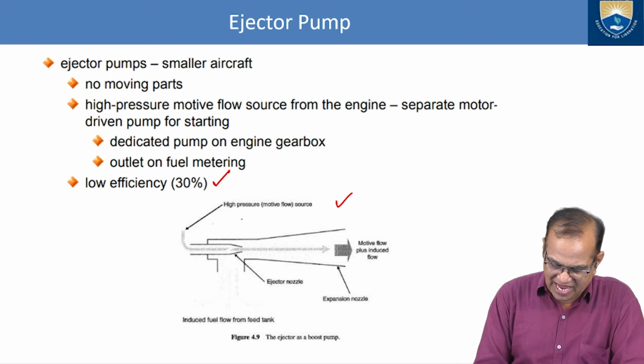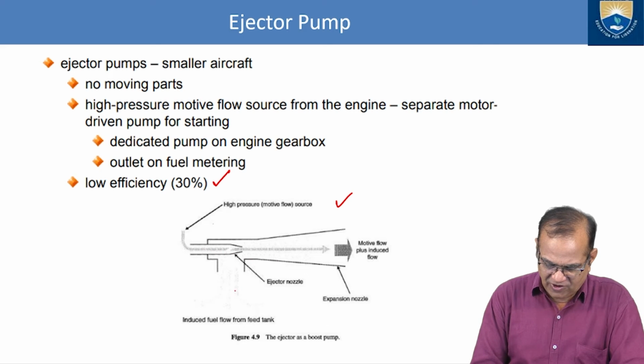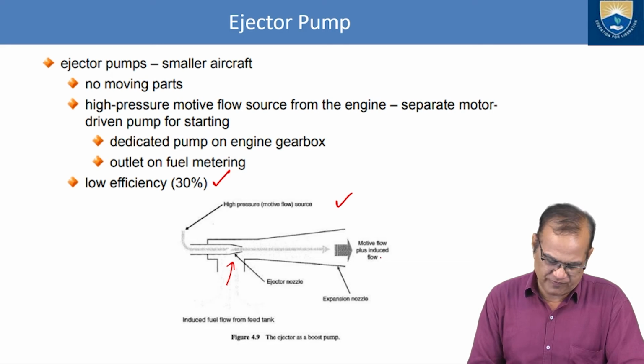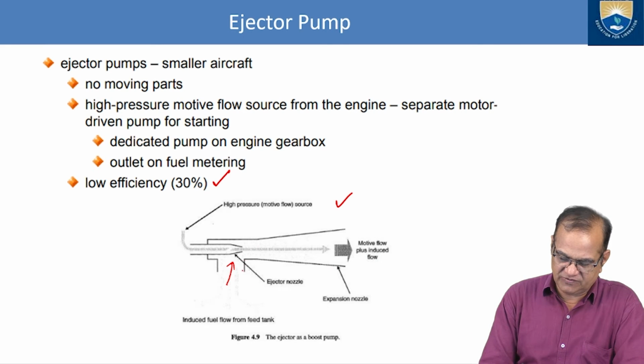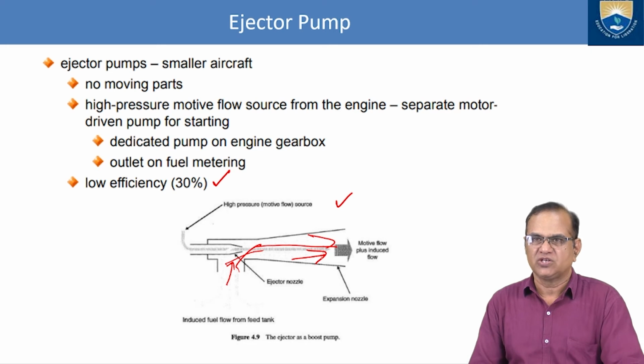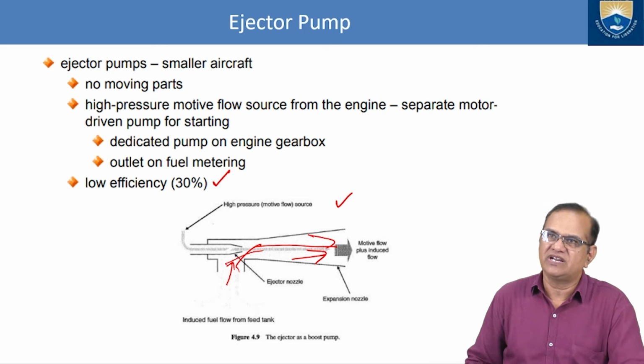You can see here, the high pressure motive flow is coming from here, and from here it is the inlet, and it is motive flow plus induced flow. So in this way the fuel is entering and it is getting some extra pressure here. So this is the principle of the ejector pump.